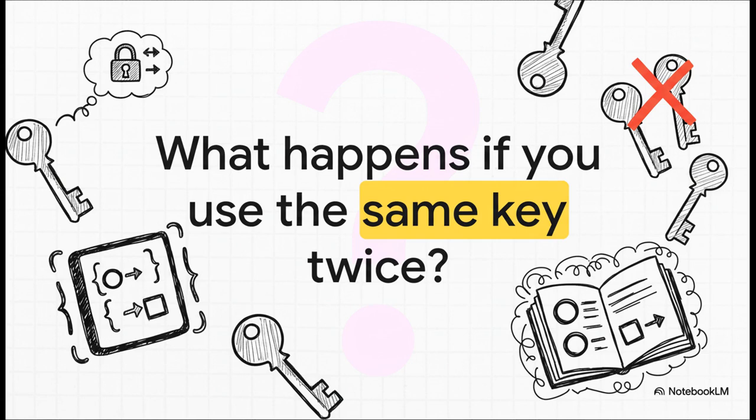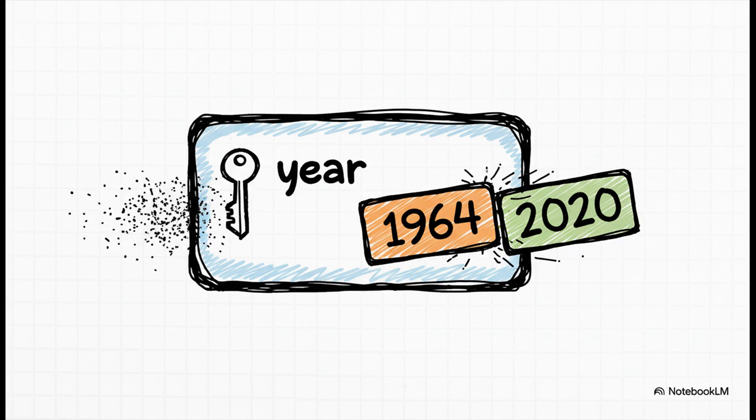So, we know you can't have duplicate keys, but let's think about that for a second. What do you think would actually happen if you tried to use the same key twice when you're making a dictionary? Well, the answer is pretty straightforward. The last one wins. Python sees the key year twice here, so it just keeps the very last value it was given, which is 2020. This is super important to remember so you don't accidentally wipe out your own data.